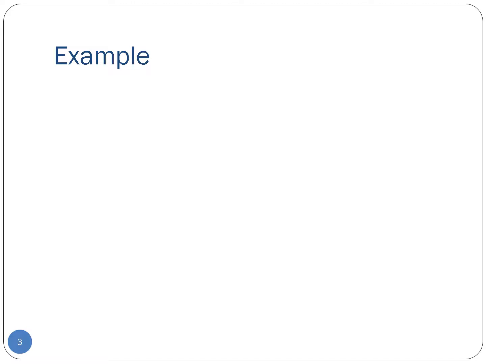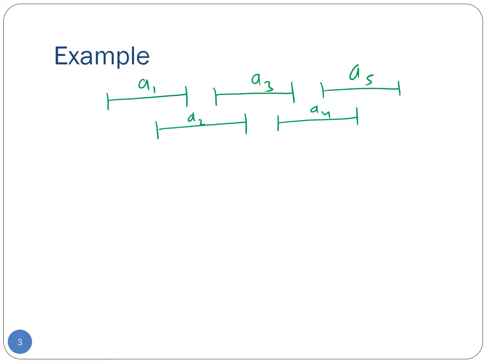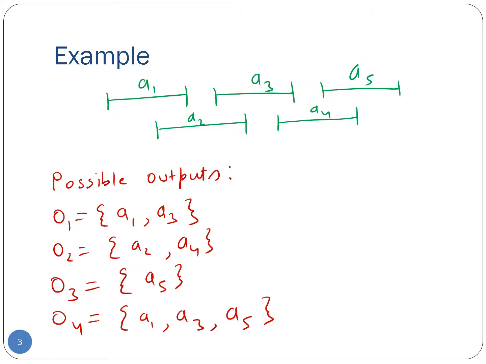Let's take an example to make this clearer. Let's assume we have these 5 activities A1 to A5 in our input set. Here are some possible output sets with compatible activities. Note that A1 and A3 do not overlap with each other and therefore they are compatible. Similarly, A2 and A4 do not have any overlap and therefore A2 and A4 is another possible output subset. Any single individual activity, for example A5 itself or A1 itself or A3 itself, cannot overlap with any other activity because there is only one activity in the subset, so that is also a possible answer.